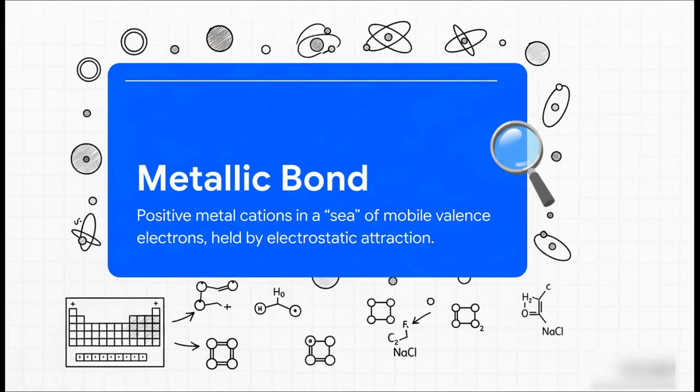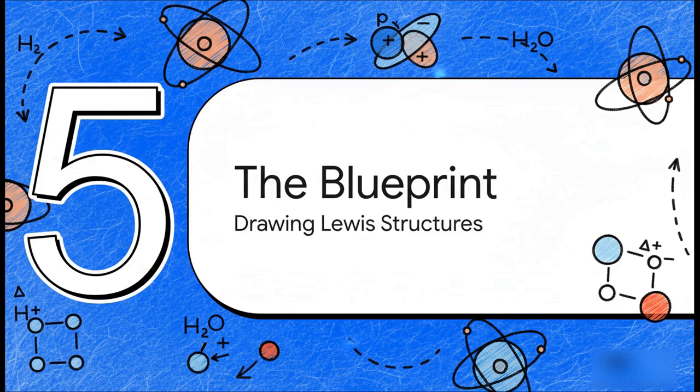And then you've got metallic bonding, which is a whole different ballgame. Seriously, picture this. You have a neat grid of positive metal ions, just kind of floating in this massive sea of electrons that are zipping all over the place. These electrons aren't tied to any single atom. They're communal property. And that mobility, that freedom to move, that's exactly why metals are so good at conducting heat and electricity.